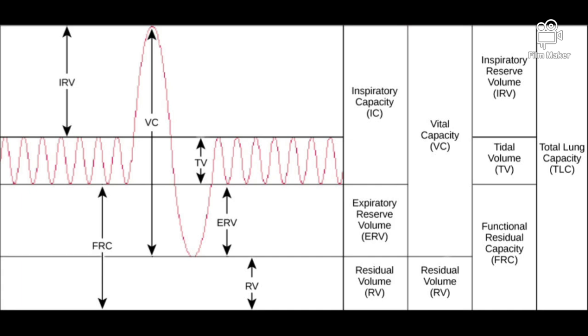There is always a ratio called RV by TLC. RV is what? Residual volume, and TLC is what? Total lung capacity. About 25% of the TLC is accounted for by the RV, or the residual volume. That is, RV by TLC is normally 0.25. But in disease conditions like fibrosis and emphysema, this value becomes greater, and it increases disproportionately in conditions like fibrosis.